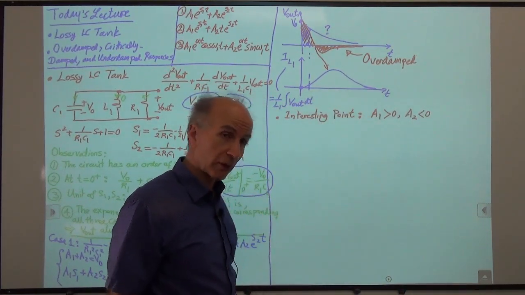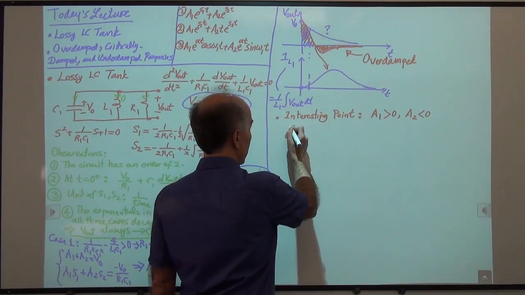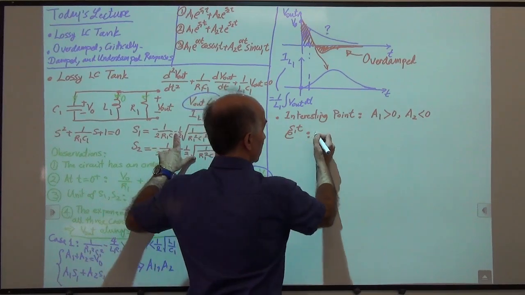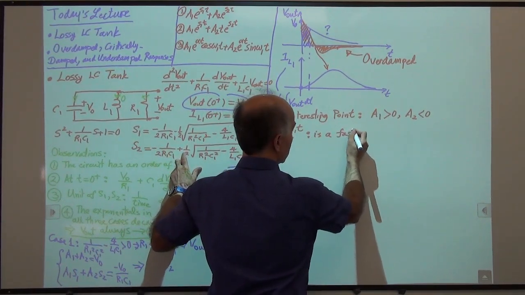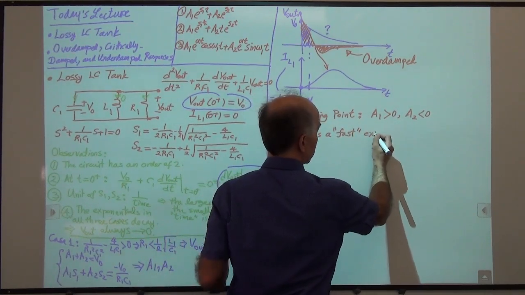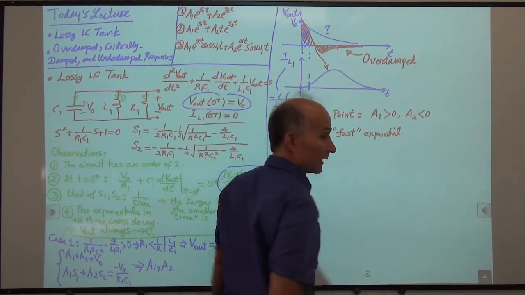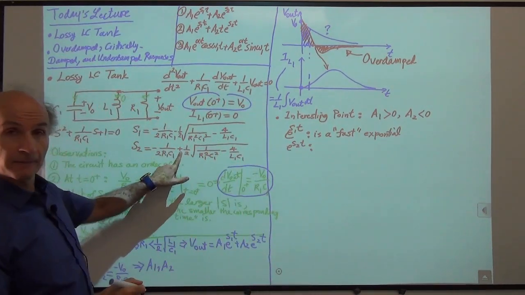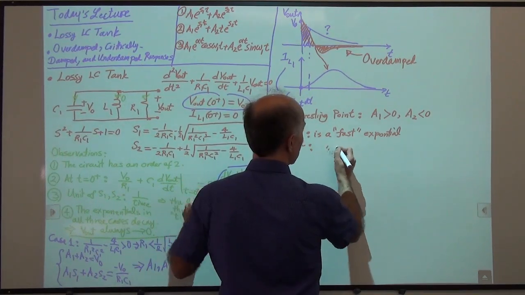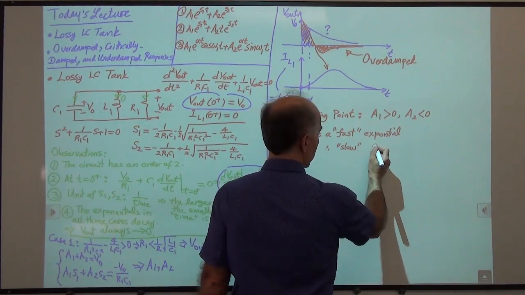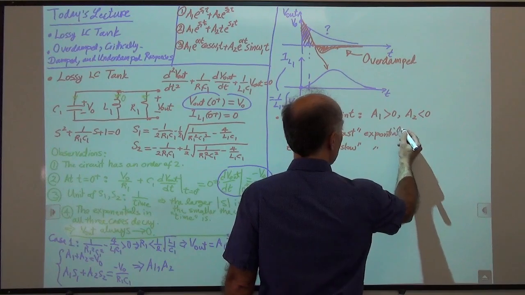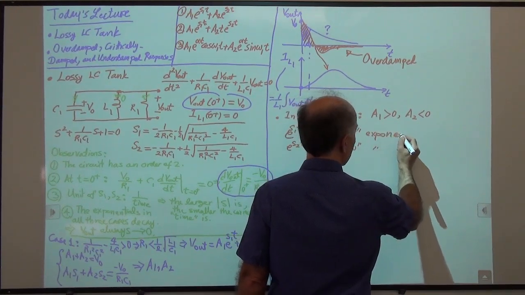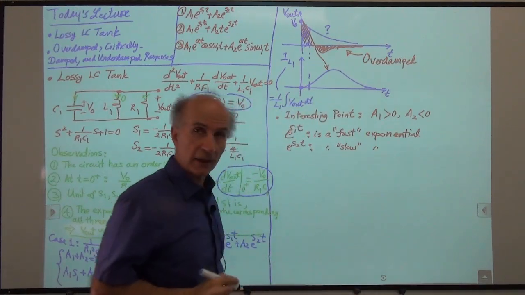Okay? You can also show that e to the S1t, S1 being this guy with a negative sign here, is a fast exponential, meaning it decays fast, whereas e to the S2t, meaning this one here, is a slow exponential. So let me illustrate what that means.